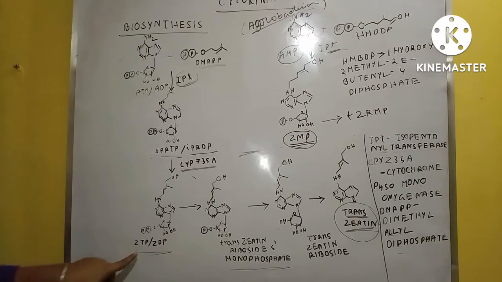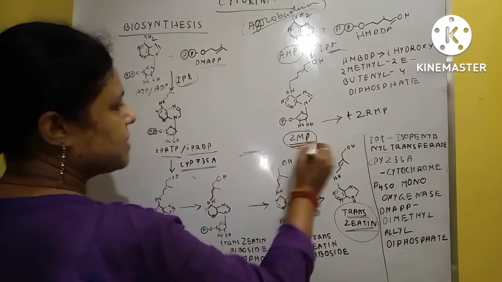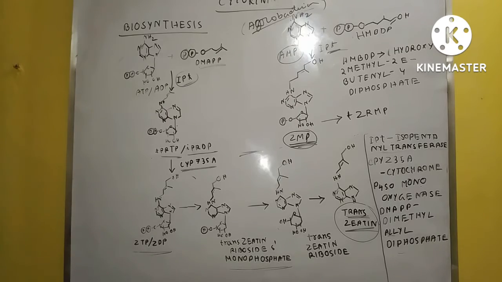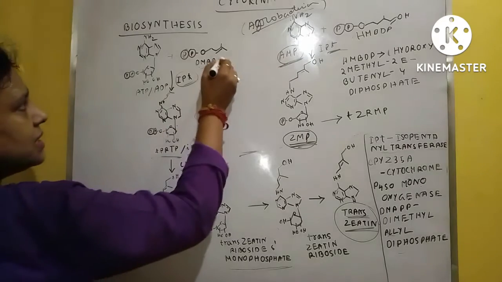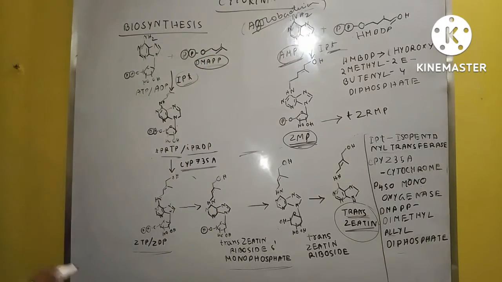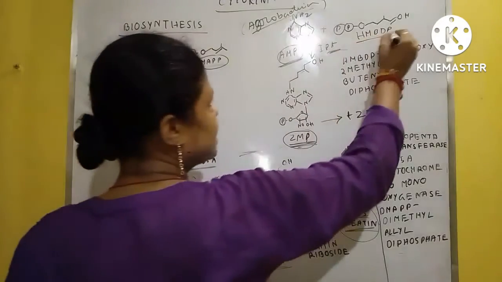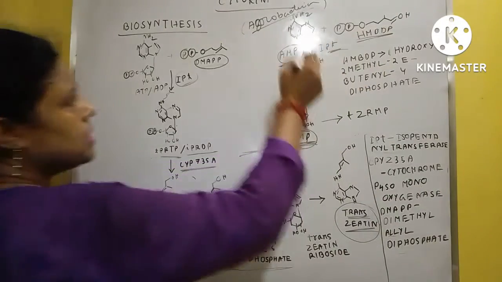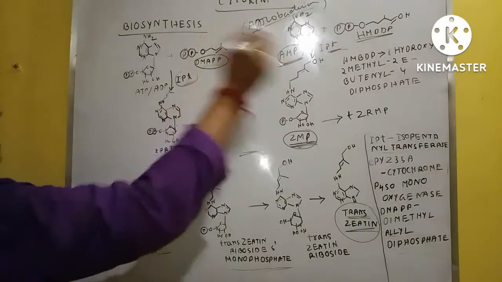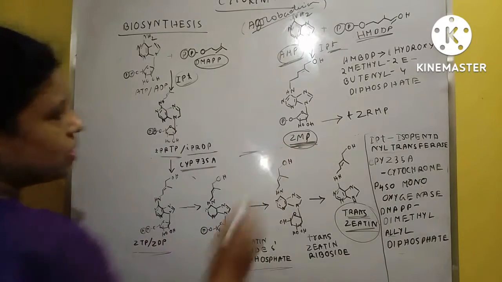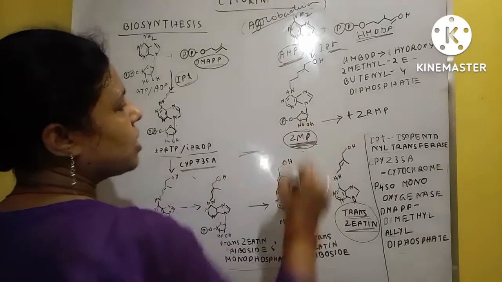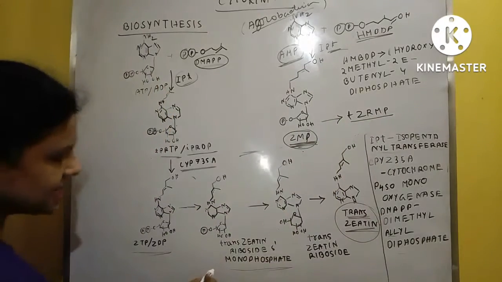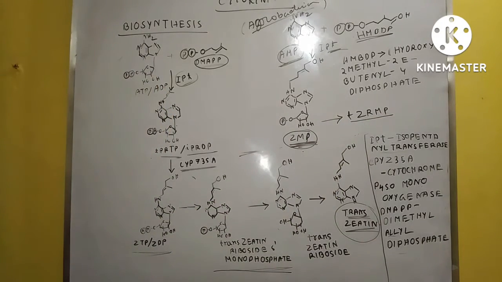Here we see that first it is from the ZTP or ZDP, but here it is from the ZMP. Okay, because ATP or ADP is not added here, AMP is added, and here in the other substance, the DMAPP is the main substance, but here the substance is the HMBDP. Okay, so from HMBDP, in presence of this enzyme, AMP is added to react to form the ZMP. Okay, and this ZMP transforms or converts to the TZRMP, that is the trans-zeatin riboside 5' monophosphate.